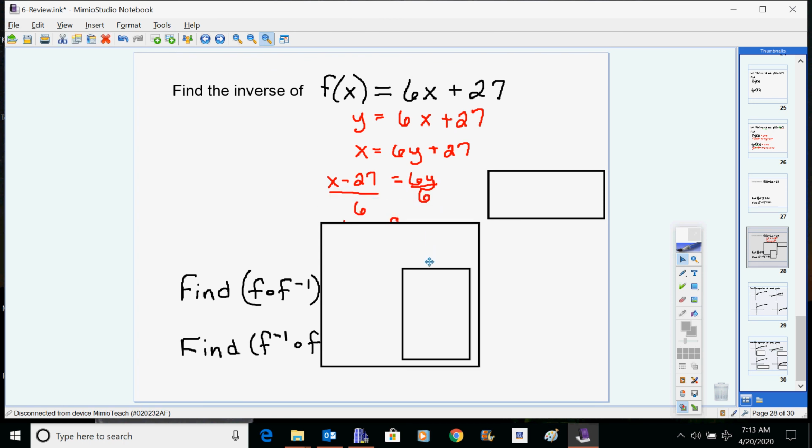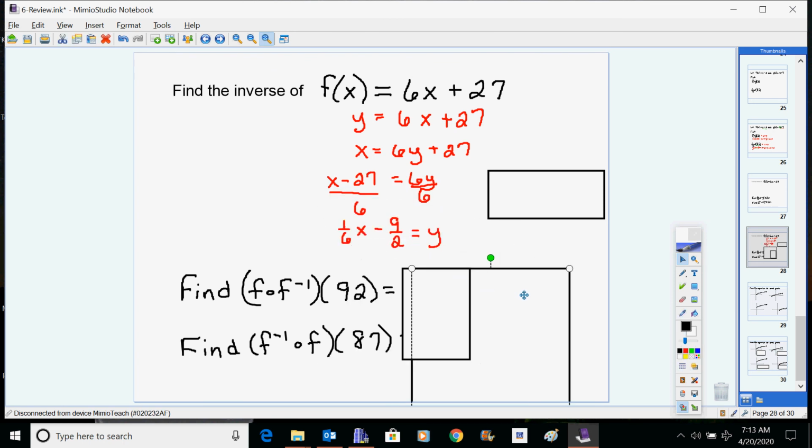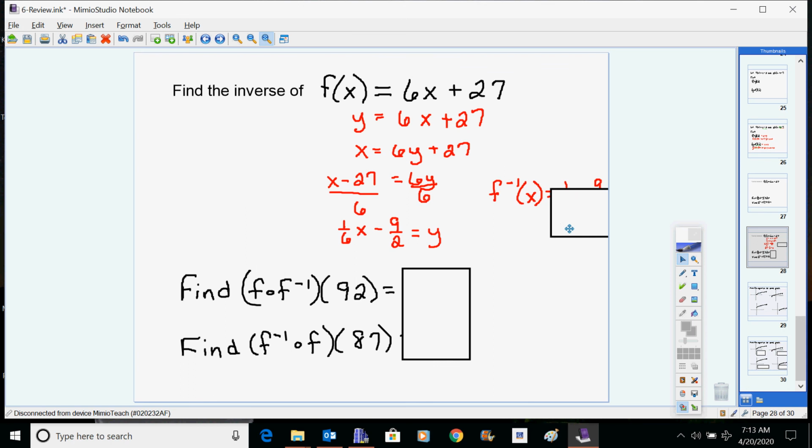which you end up with once you have y alone. This 6 applies to both. This one can be reduced. That's great. This is your inverse function. Yes, you did lose a little bit if you left this one as y and this one as x because you didn't switch them. Our inverse function looks like this. This is the inverse notation: f inverse of x equals 1/6 x minus 9/2. So be careful of that.